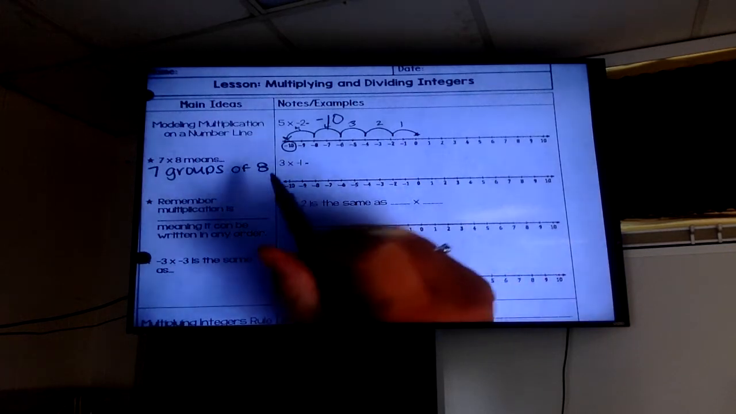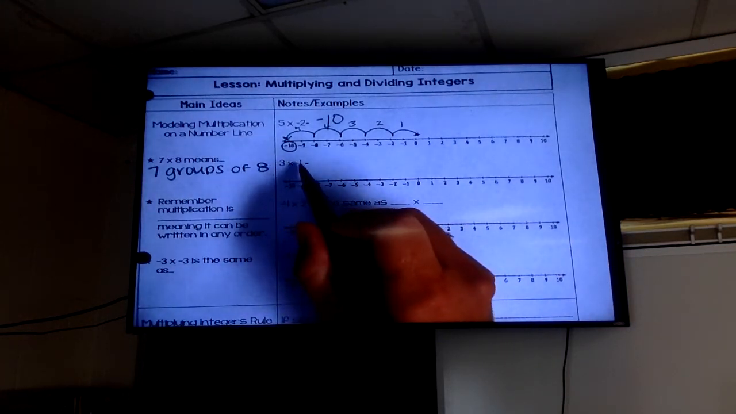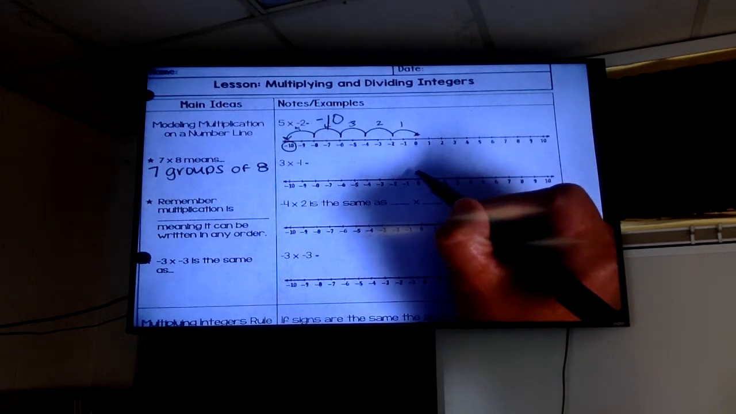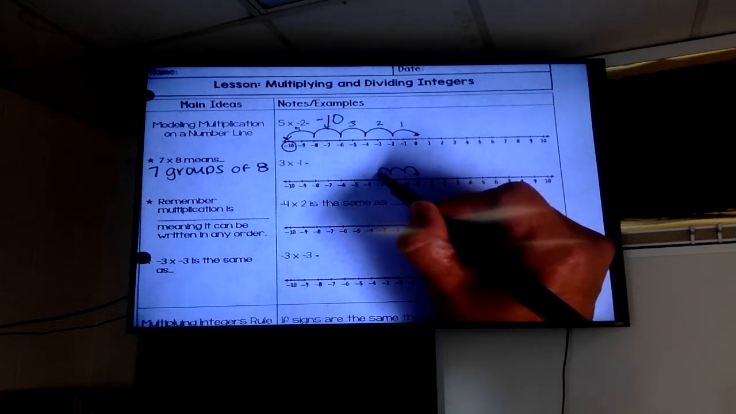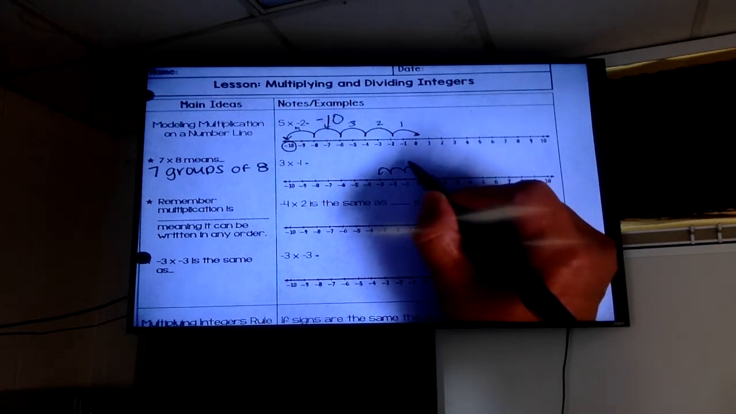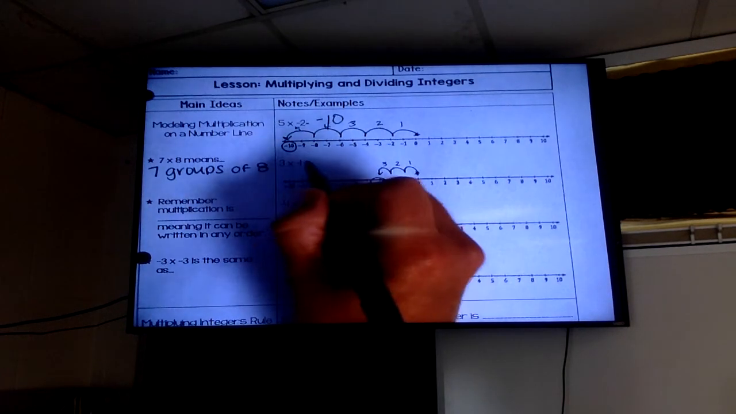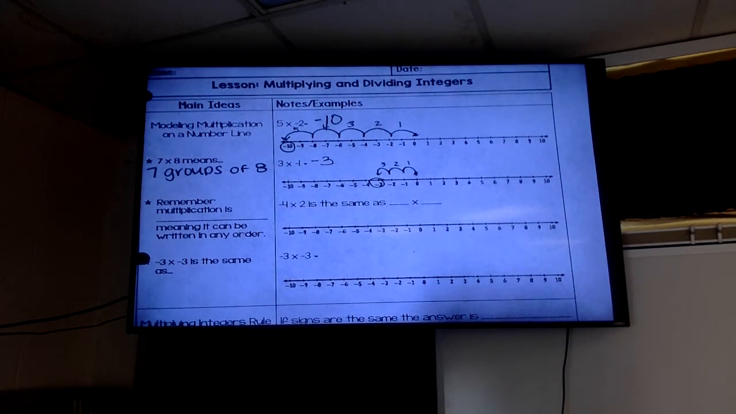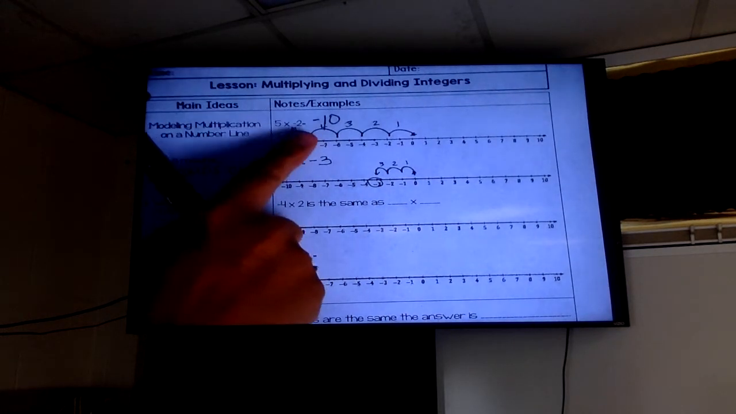We can try that again. 3 times negative 1, 3 groups of negative 1. So I'm going to put a star on 0. Here's 1 group, 2 groups, 3 groups. Each time I just move to the left 1 spot. What do I land on? I land on negative 3. So I know 3 times negative 1 is negative 3.